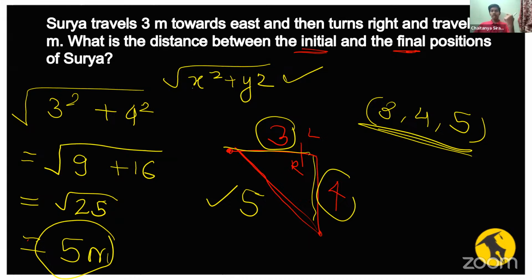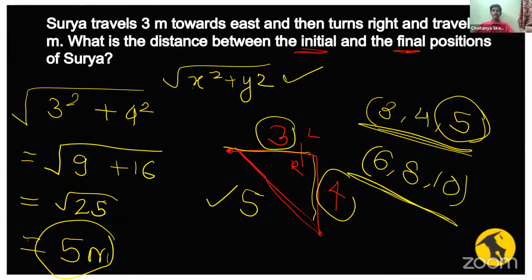So let's say he traveled 3 kilometers horizontally, 4 kilometers vertically. So the distance between initial and final will always be 5. There's one more triplet. Simply multiply the above triplet by 2, and you can get 6, 8, and 10. All right, so you can take a note of these as we solve various questions. You don't really have to remember it, but if you do, you can be faster at solving sums.